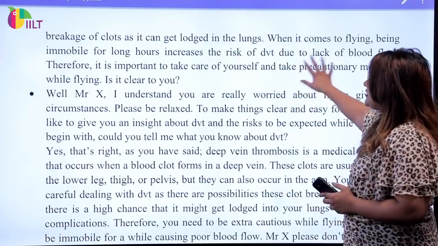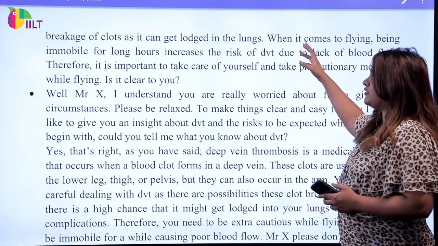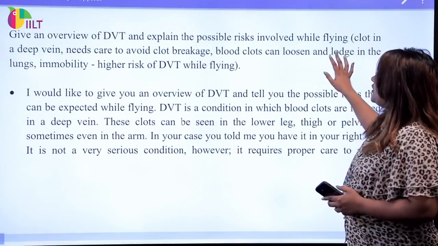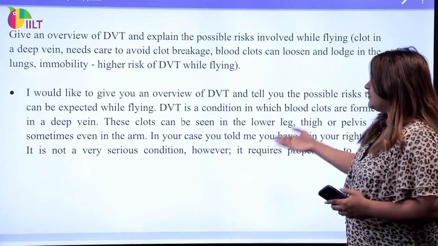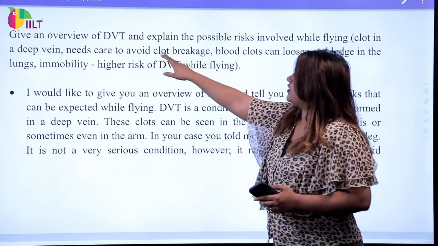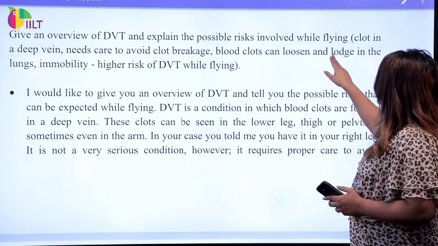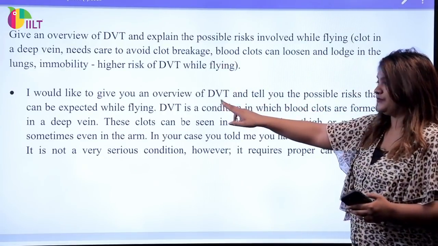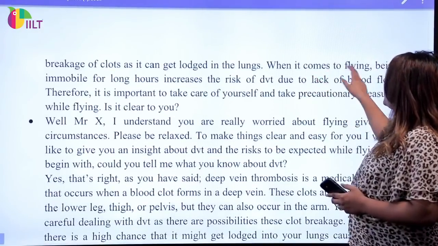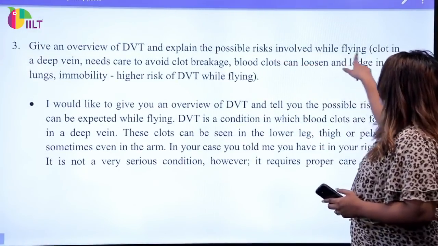Okay. So this sentence construction is not very complicated. I constructed the statements directly from the information given here in the bracket. Okay. You just explained like it is not a very serious condition. However, it requires proper care to avoid clot breakage. Okay. Because it can get lodged in the lungs. Okay. That is how I explained it. And then again you're saying when it comes to flying, because we have the point here, right? We have the point risk involved while flying.